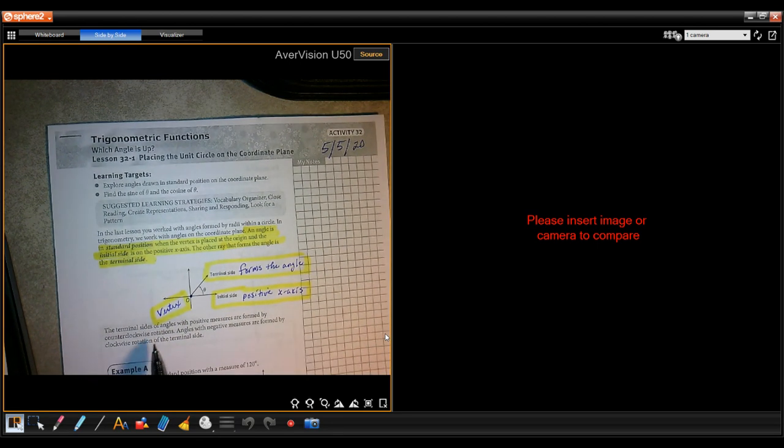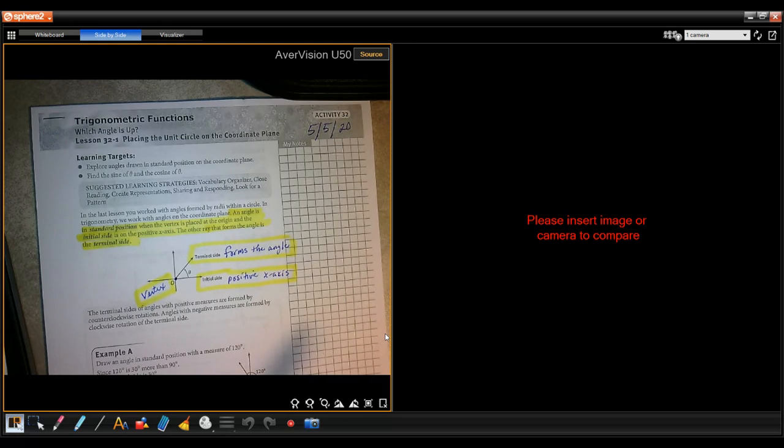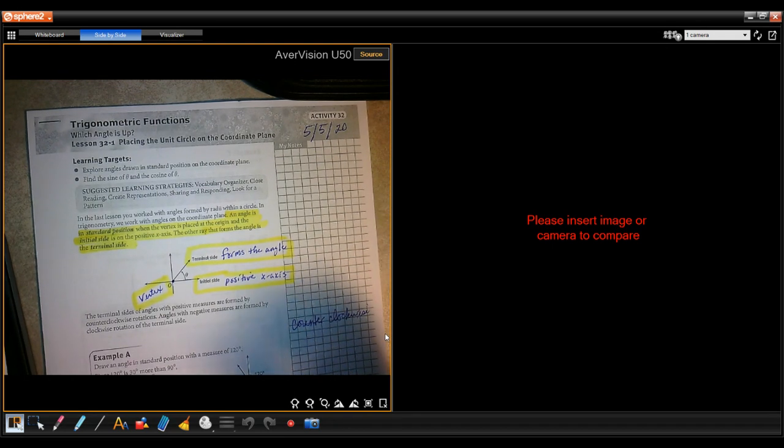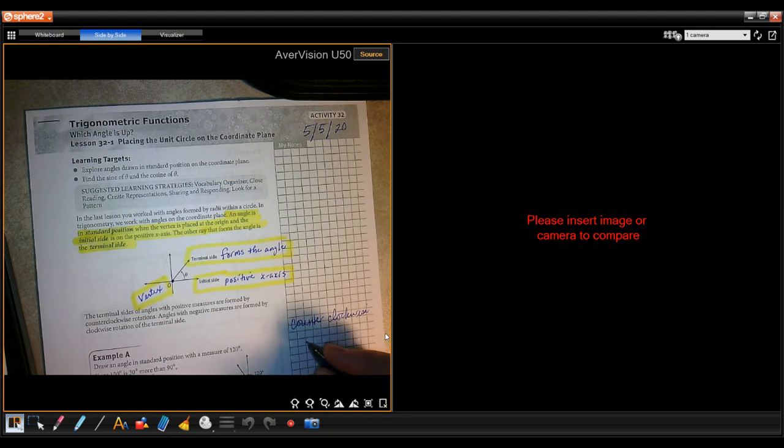Okay, the terminal side of angles with positive measures are formed by counterclockwise rotations. Angles with negative measures are formed by clockwise rotations. So it looks like this. Counterclockwise. I think I'll just draw a little grid. The angle will look like this. Counterclockwise, and that is a positive angle.